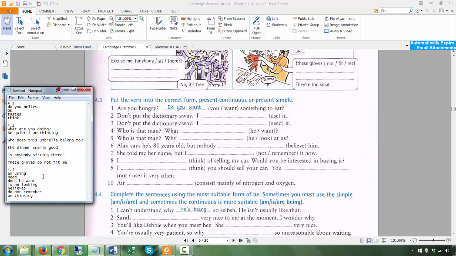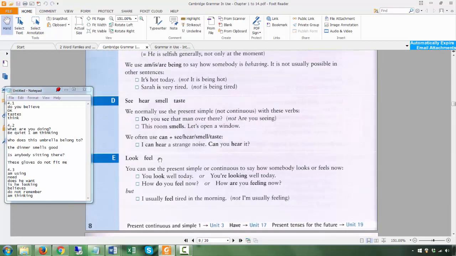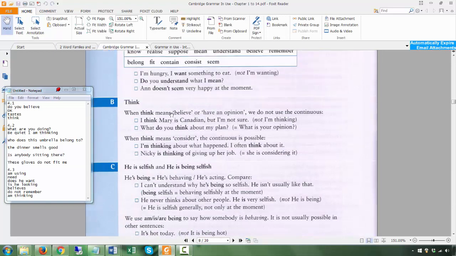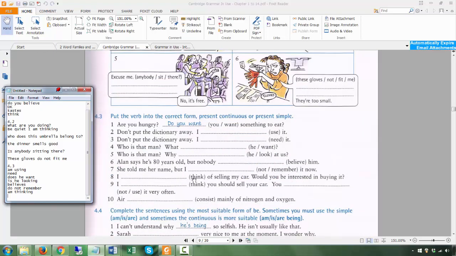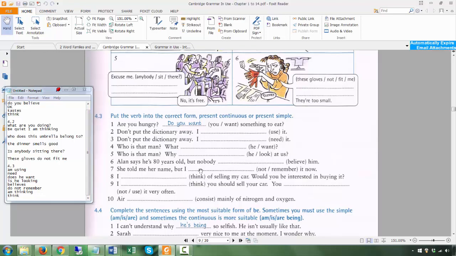Remember, think has two meanings. One of them is believe, where it's always in the present simple. One of them is to consider, to use your mind right now, and that you can use in the present continuous. So right now this person is using his mind. Should I sell it? Should I not? He's thinking. All right, I'm thinking of selling my car. Would you be interested in buying it? I think... now this is present simple, because this means belief.